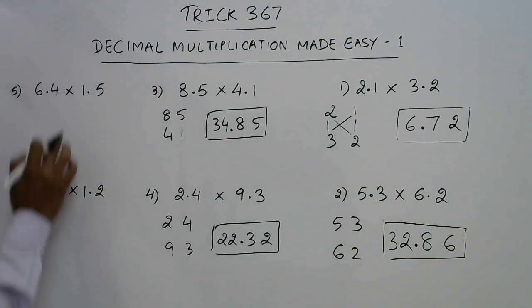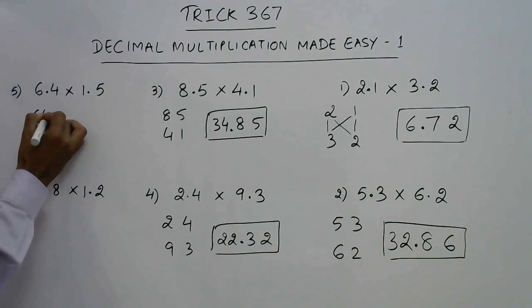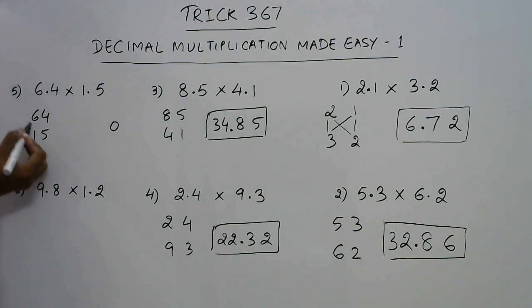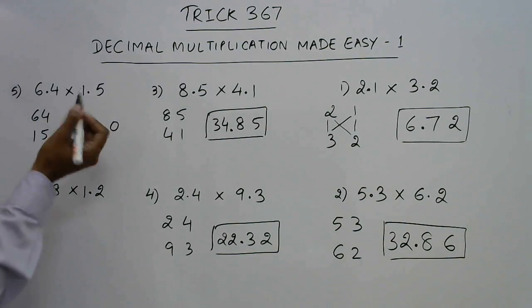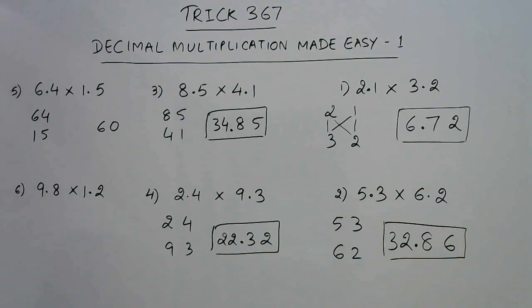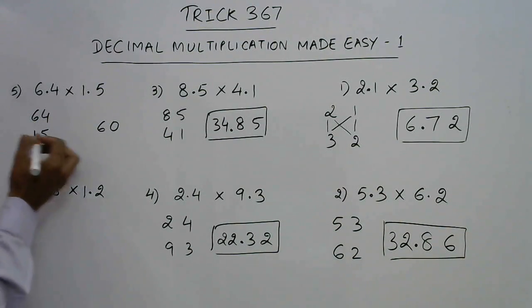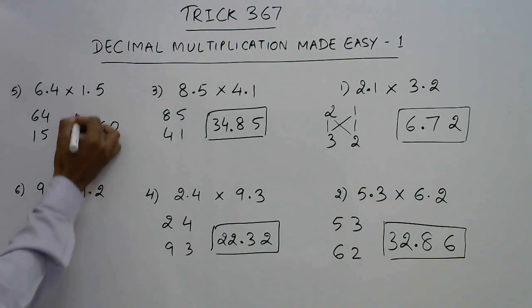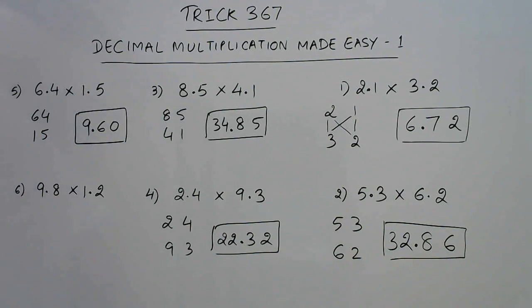More questions. See, we have 64 and 15. 5 4s are 20. 0, 2 carry. 30, 34 and 2, 36. 6, 3 carry. 6 plus 3, 9. So if you put a decimal here, 9.60 is the product of 6.4 and 1.5.